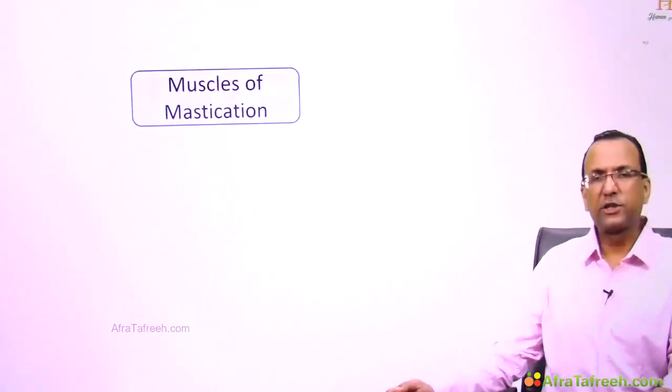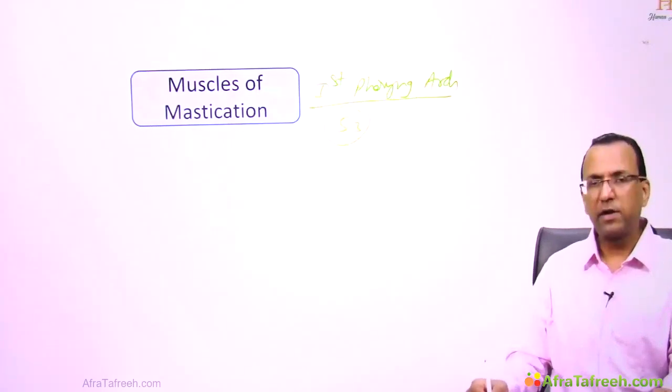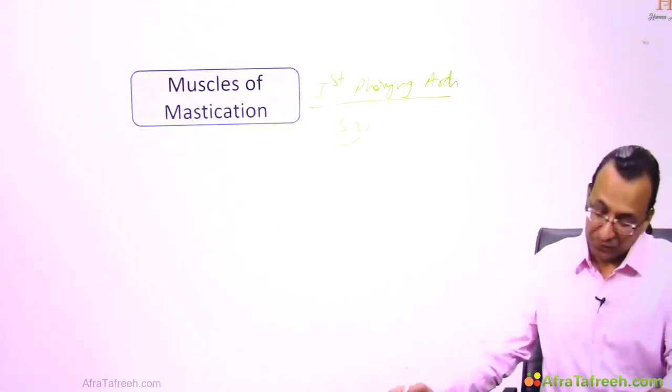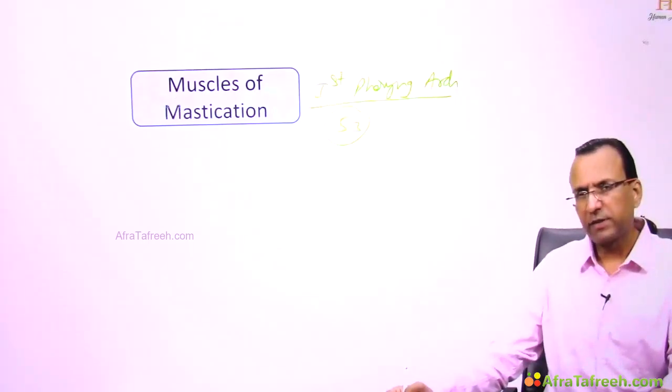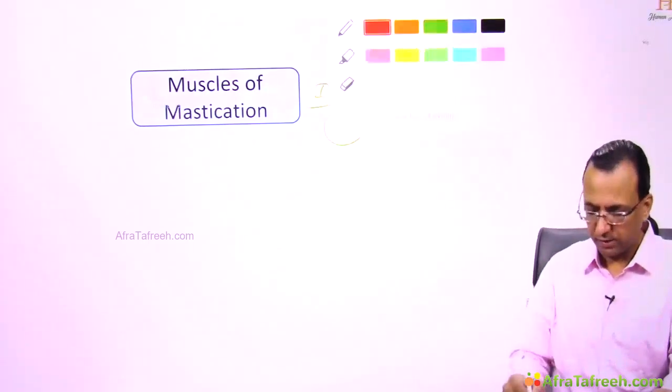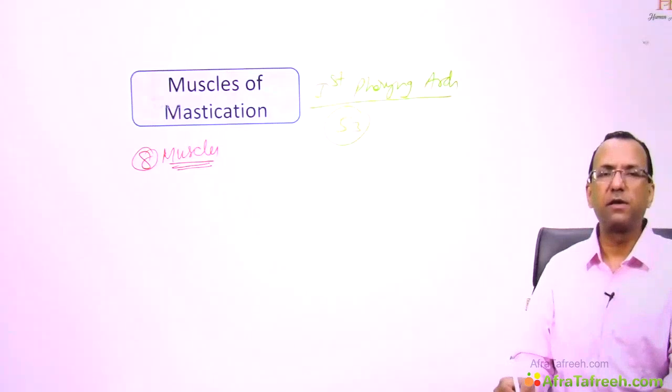Remember, muscles of mastication develop in the first pharyngeal arch. So they will be supplied with the nerve of the first pharyngeal arch, which is the mandibular nerve, a branch of trigeminal. Actually, the mandibular nerve will supply 8 muscles. Why? Because there are 8 muscles developing in the first arch. What are the 8 muscles developing in the first pharyngeal arch supplied by the mandibular trigeminal?